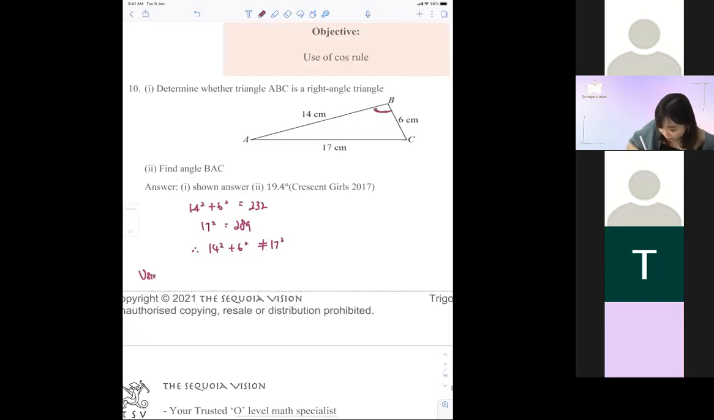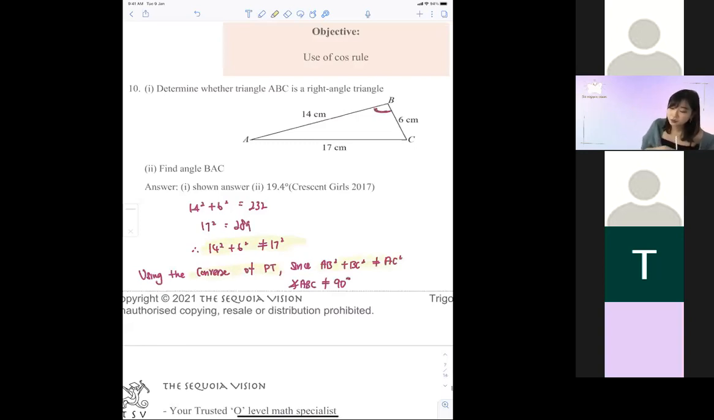So using the converse of Pythagoras theorem, since AB square plus BC square is not equals to AC square, angle ABC is not equals to 90 degree. Okay, remember the 3 things you need to show: number 1, number 2, and number 3. Full marks.